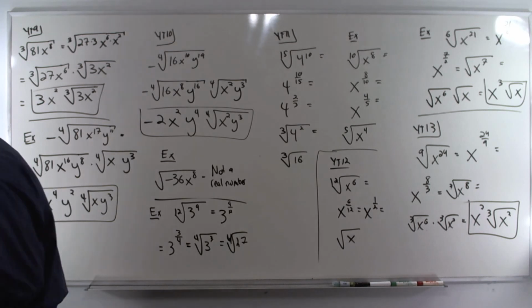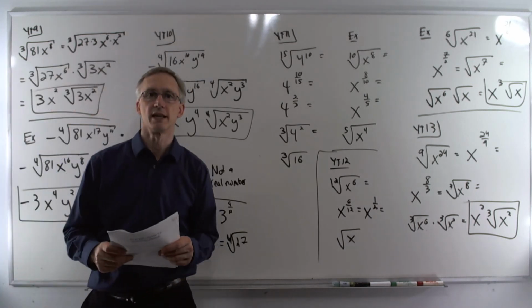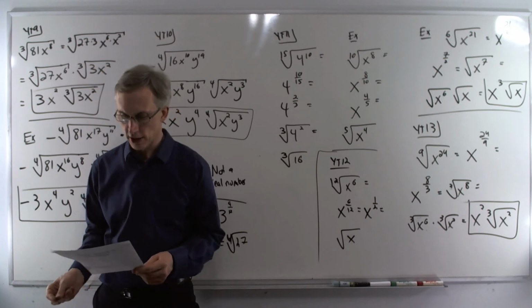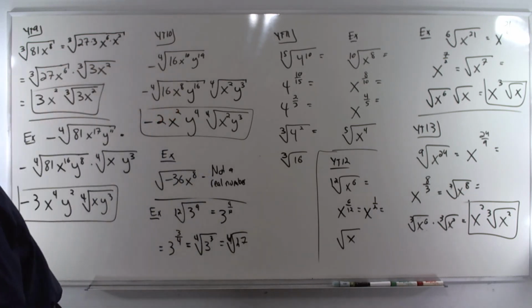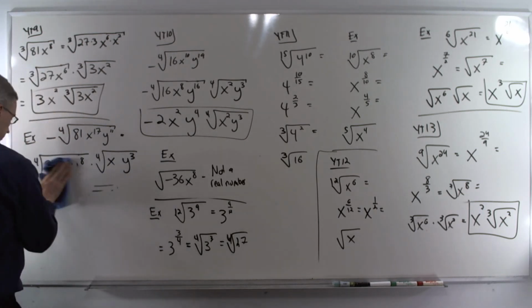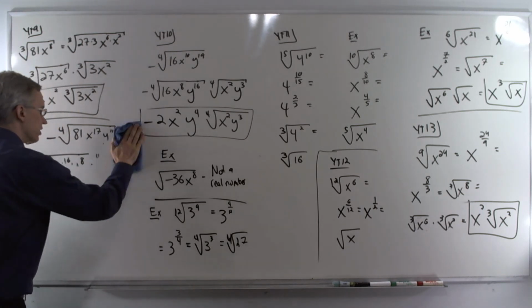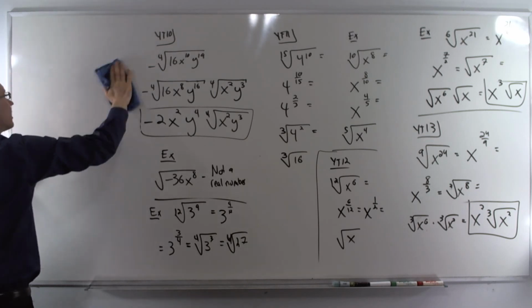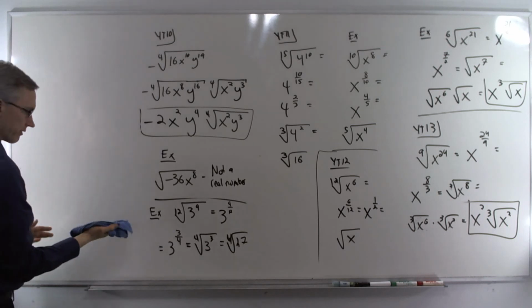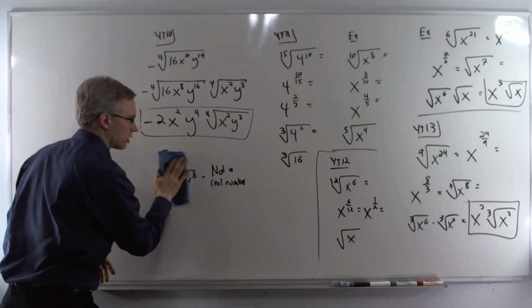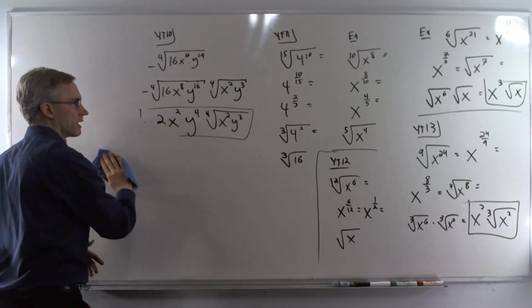Now, one nice thing about being able to change forms is that it allows us to do things we couldn't do otherwise, such as multiplying radicals with different indices. Right? The product rule only applies to radicals with the same index. So we cannot multiply together radicals with different indices. But we're going to use a technique that allows us to do so.